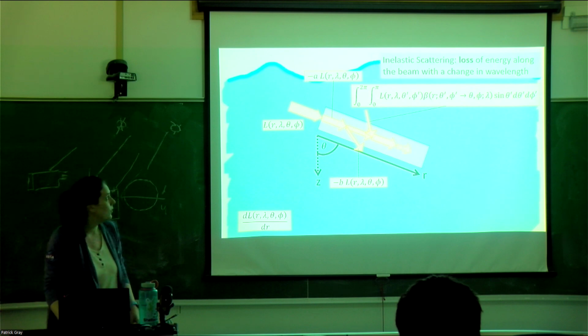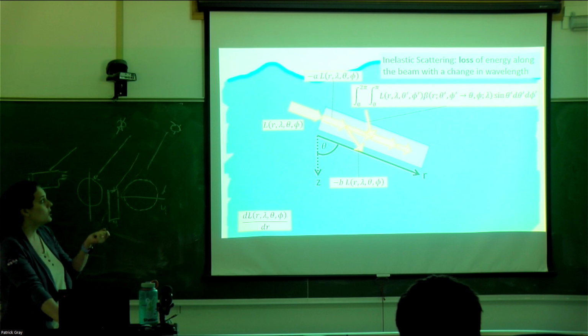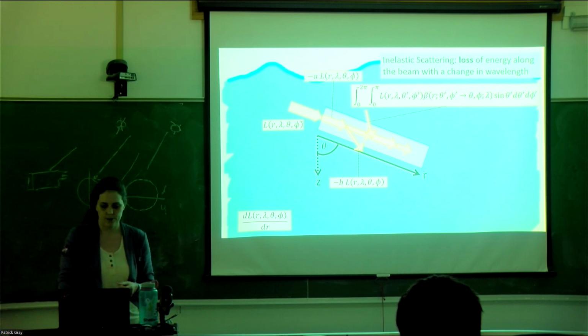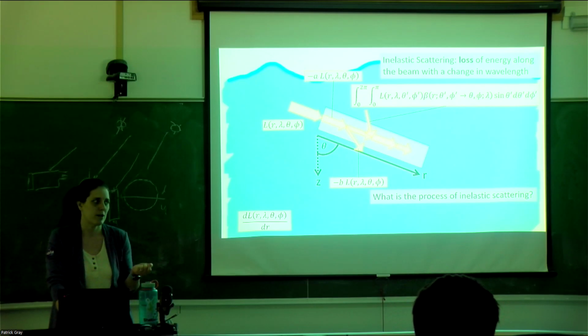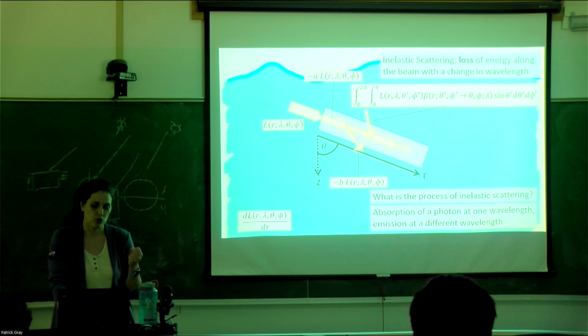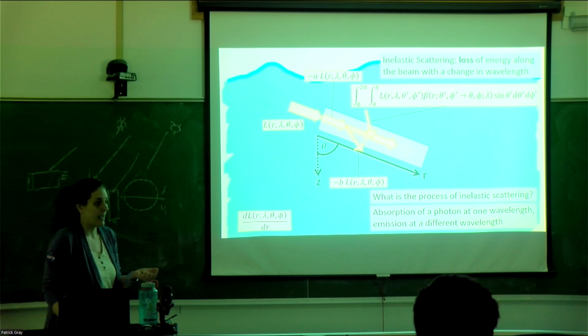And so now we're going to think about inelastic scattering. So loss along the beam with a change in wavelength. And so what's the process of inelastic scattering? Someone describe that to me. What happens? Absorption at one wavelength, radiation at another. Exactly. So you're absorbing a photon at one wavelength, emitting it at a different one.